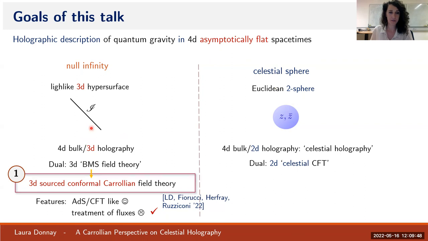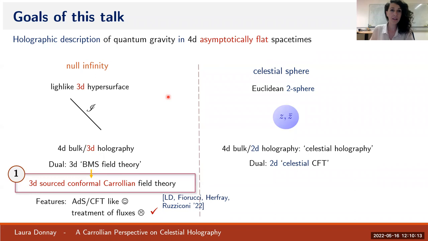by basically arguing that there is a way to treat correctly these fluxes, and then propose that the dual theory is a three-dimensional specific conformal theory, what I will call a conformal Carrollian field theory, which is coupled to external sources.